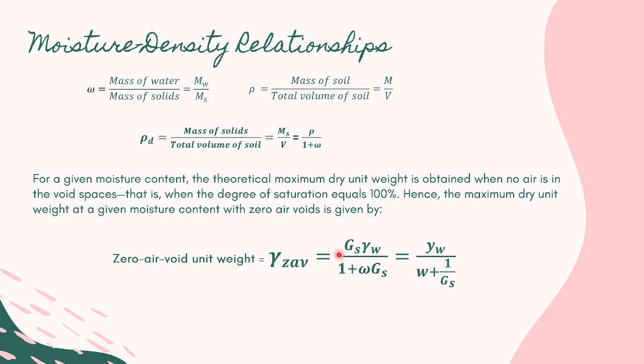wherein G sub S is the specific gravity of the soil solids, gamma sub W is the unit weight of water, all over 1 plus the moisture content times the specific gravity of soil solids. So, gamma ZAV is the zero air void unit weight.